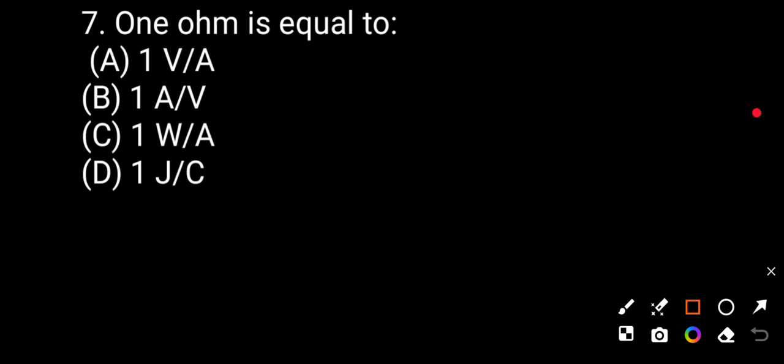Question number 7. 1 ohm is equal to 1 volt per ampere, 1 ampere per volt, 1 watt per ampere, 1 joule per coulomb. Correct answer will be 1 volt per ampere.